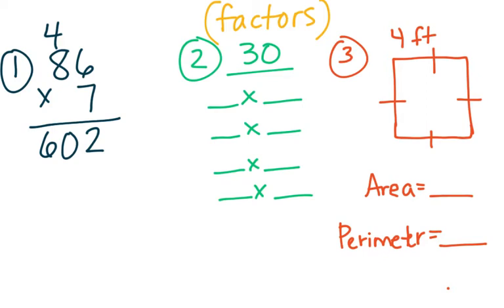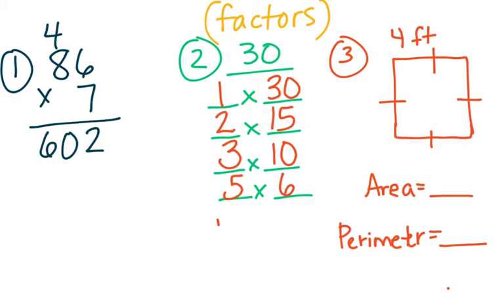The first one, remember I always start with 1 times itself. 1 times 30. I know 2 is a factor because that number ends in an even number: 0, 2, 4, 6, or 8. So 2 times 15. 3 times 10, and 5 times 6. And if I were to write my next pair, I would have 6 times 5. And when I get that turnaround fact, I know that I have found all of the factors.